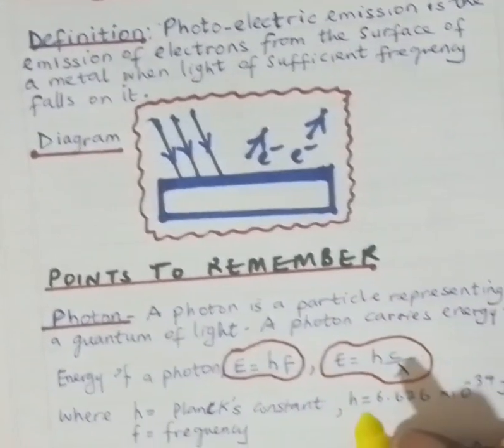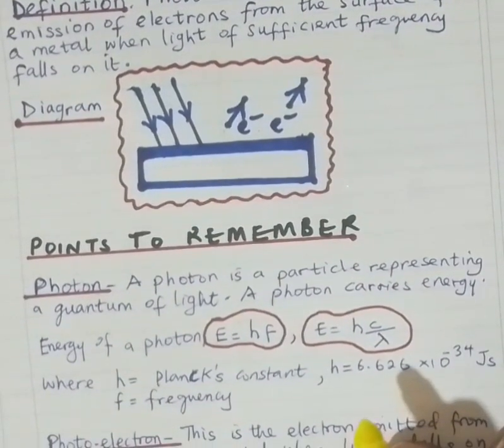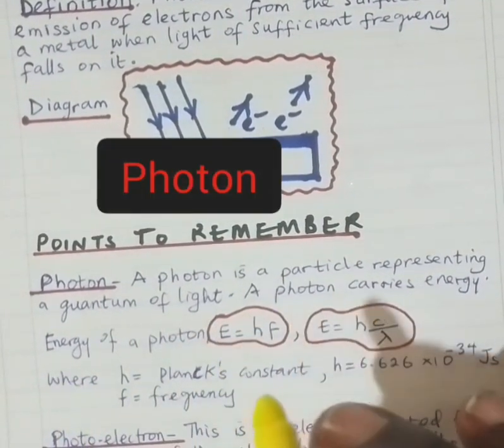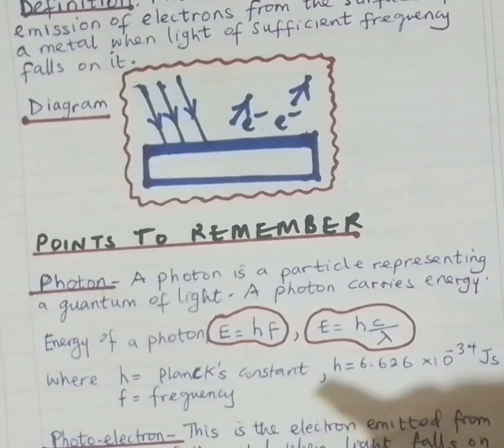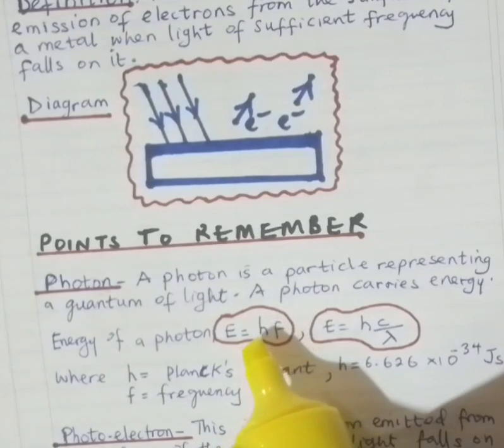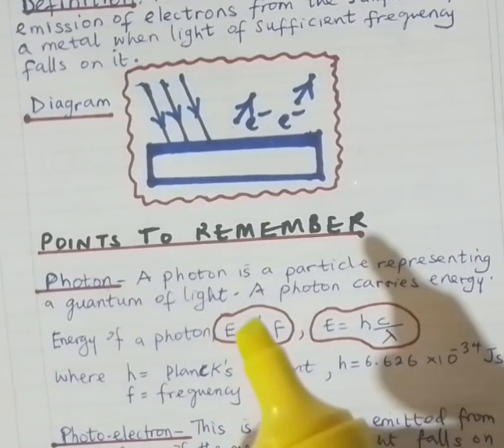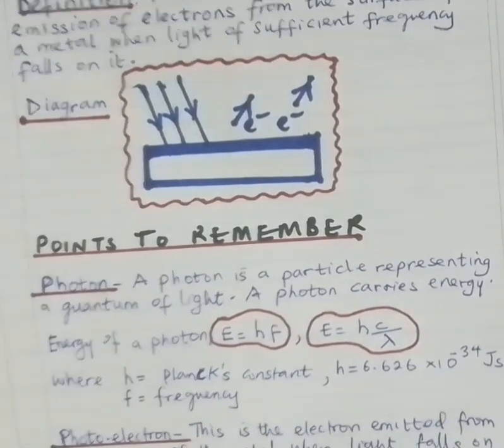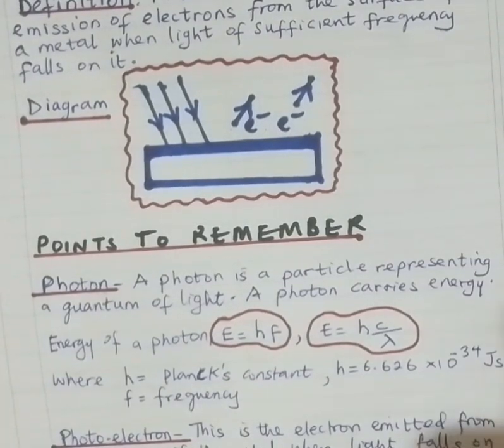There are some points that you have to remember when you're talking about photoelectric emission. So the first thing is a photon. A photon is just a particle of light, a particle representing a quantum of light. Each unit of light particle is called a photon, and each photon carries energy.